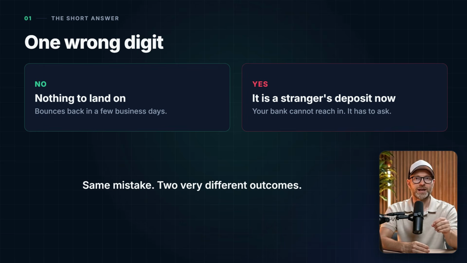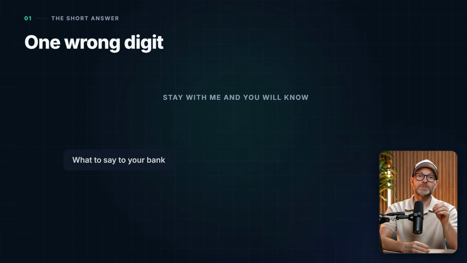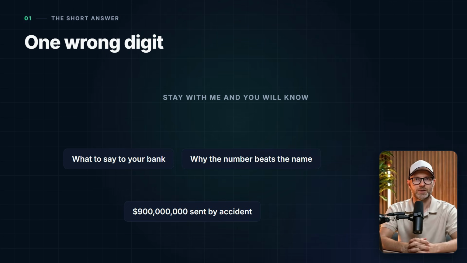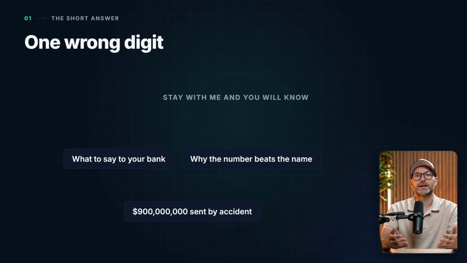But the reason your bank cannot simply take it back was written on purpose, by people who knew what they were choosing. There is also one part of the world where this mistake mostly cannot happen, and the fix is embarrassingly simple. Stay with me and you will know 3 things. The exact words to say to your bank today, why the number beats the name you typed beside it, and how one bank sent $900 million by accident, then spent 2 years in court trying to get it back.